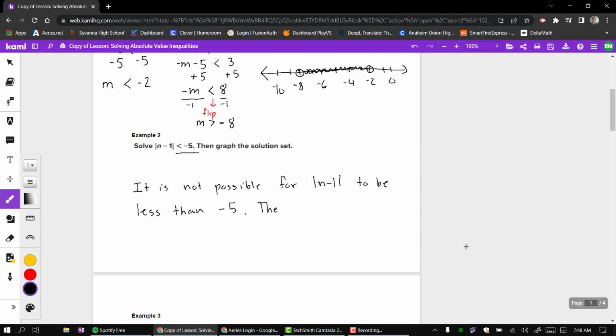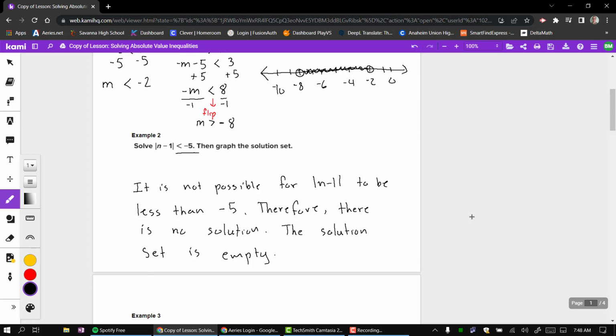Therefore, there is no solution. The solution set is empty. Another name for this is the solution set is empty. So we can't get that expression right there to be negative 5, so that's why it is not possible.